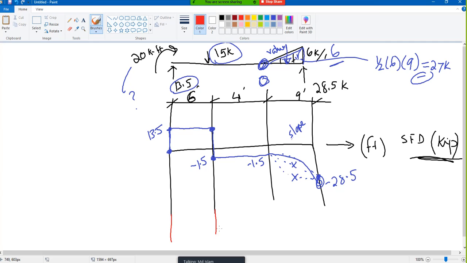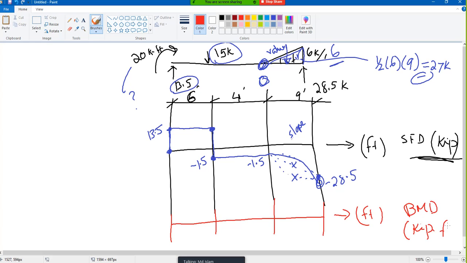And what are the steps? The step for the moment diagram is to take the cumulative sum of the shear force diagram. This axis is my feet. I am drawing the shear and moment diagram. My unit is kip times feet.